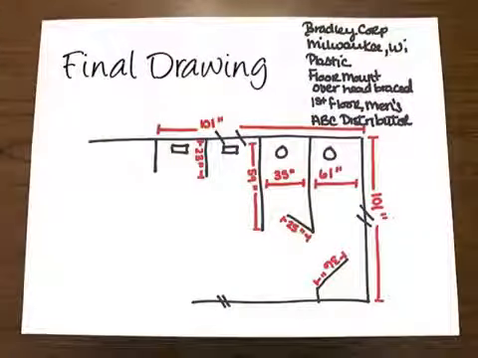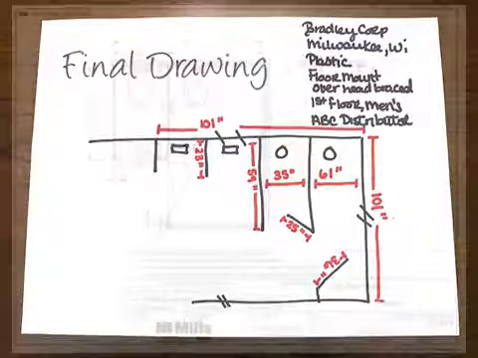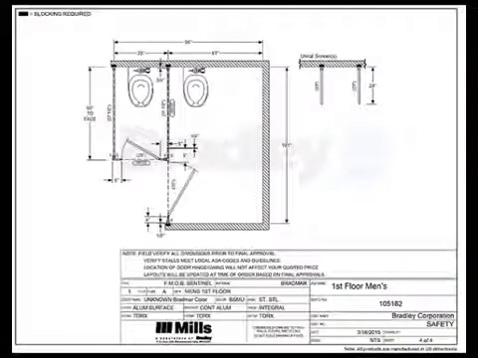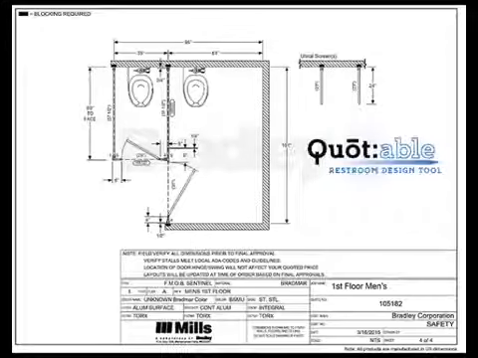Once you've added your dimensions, your drawing is complete. It's important to note Bradley will make every effort to duplicate the dimensions of your drawings, but slight variations may occur. To get your engineered drawing and quote, shown here, you can either email or fax the drawing to Bradley's quoting department, or you can use Quotable, Bradley's partitions design tool.